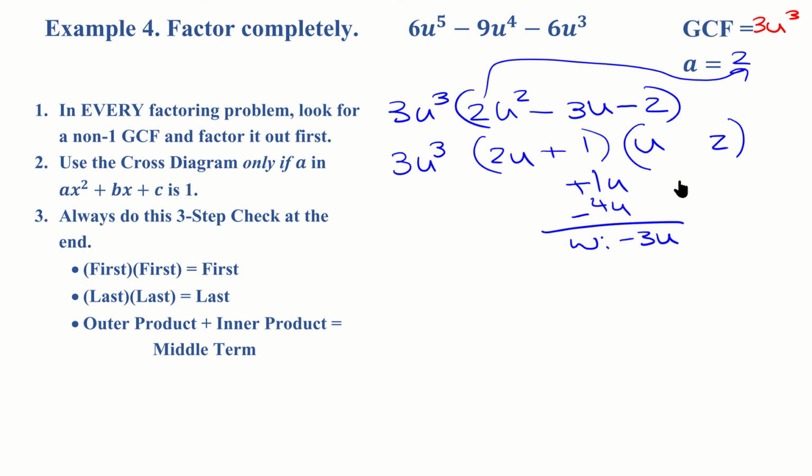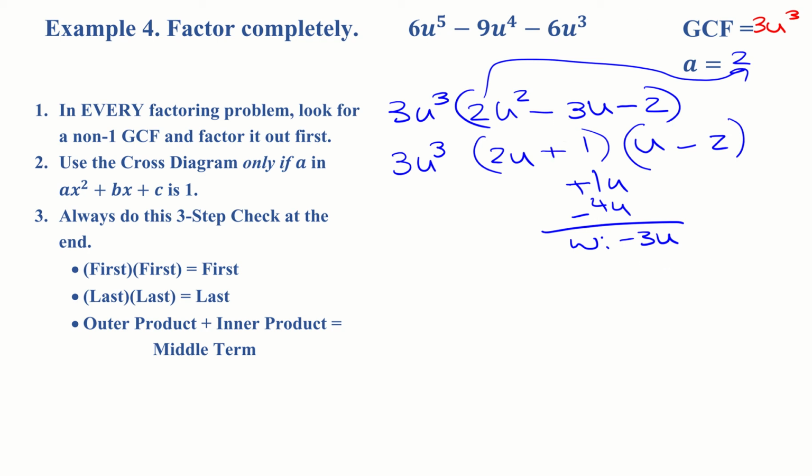The minus will go there. Final three-step check. First times first is first. Yes? Last times last is last. Inner product is +1u. Outer product is -4u. And their combination gives -3u, which is what we wanted.